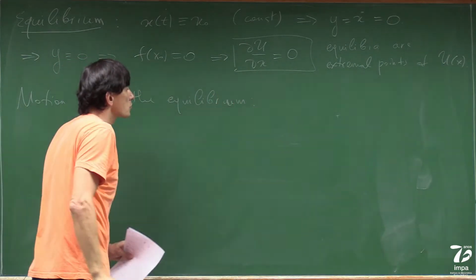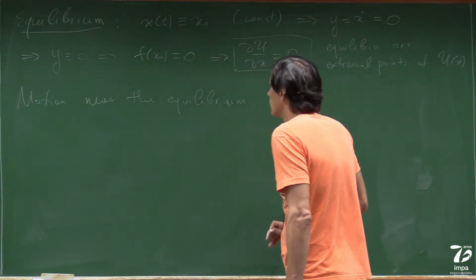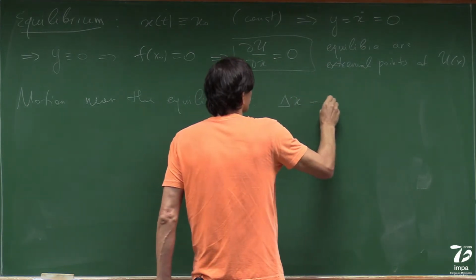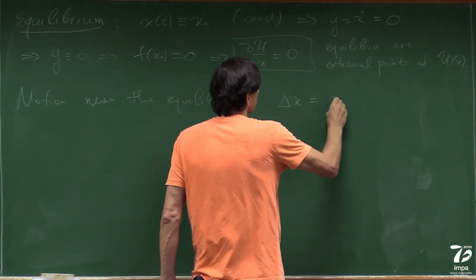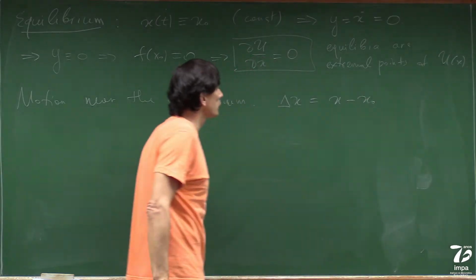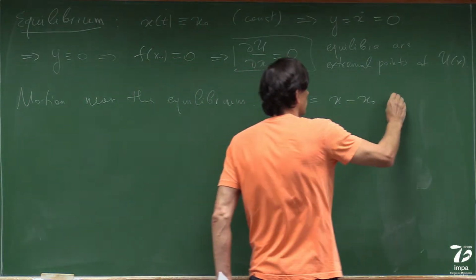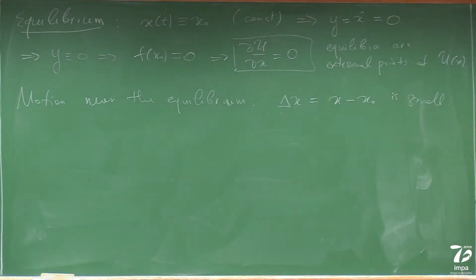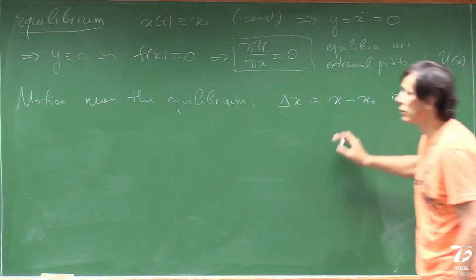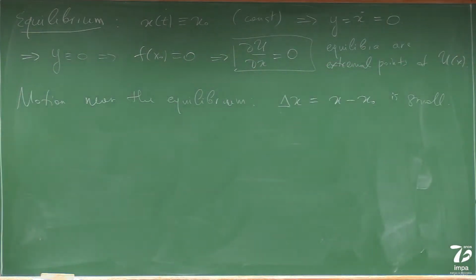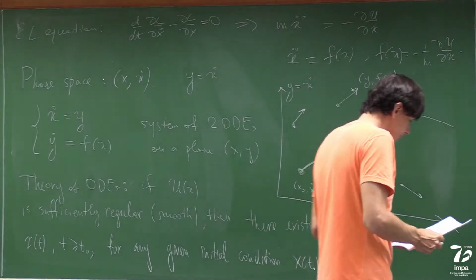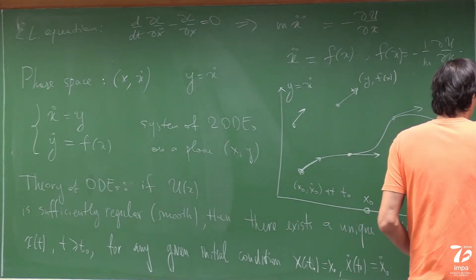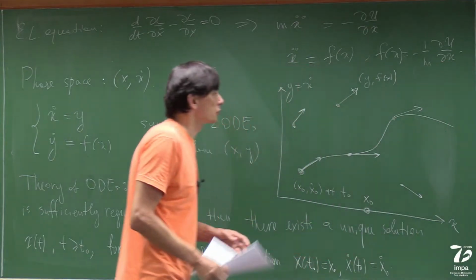So let's consider motion which is near the point x0, so it means that the difference between the point and equilibrium is small. So what will happen nearby? Now let's try to see the solution of this equation near this point. First of all, what is the potential around this point?